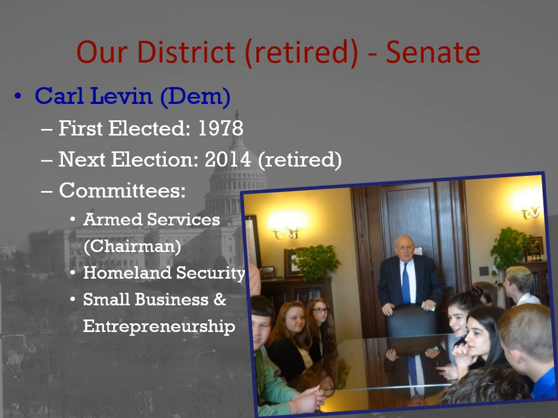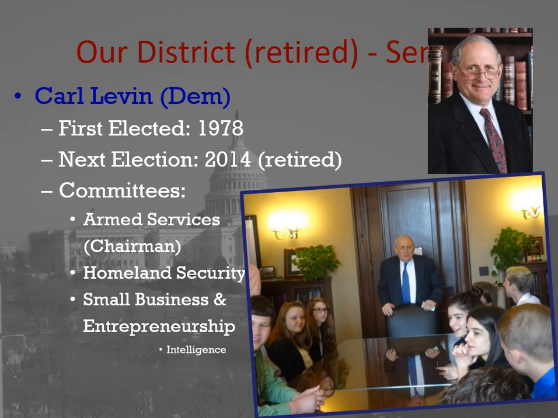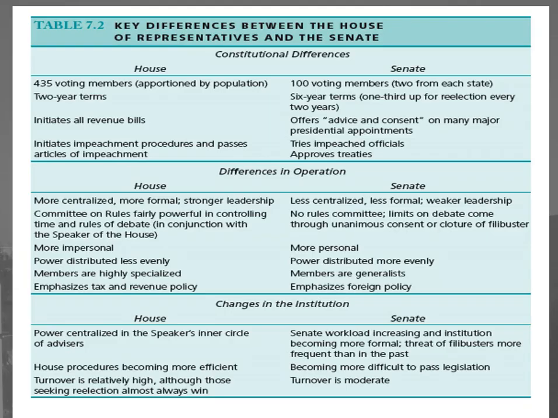But one of the really cool things about a long-serving member of the Senate is they do have a lot of power. So Democrats and Republicans generally tended to like Carl Levin because he could get a lot of stuff done for the state of Michigan.